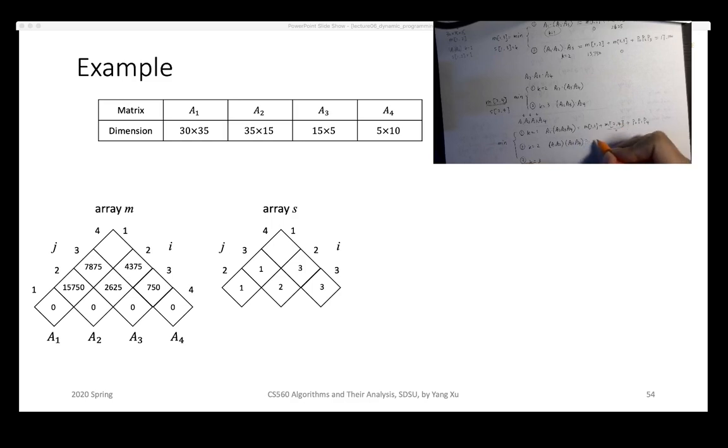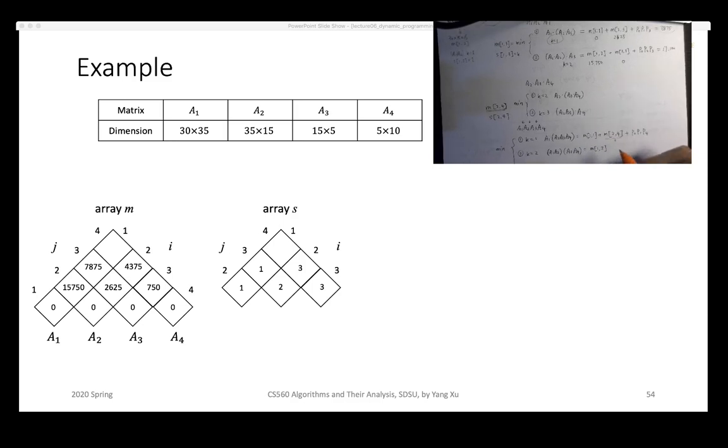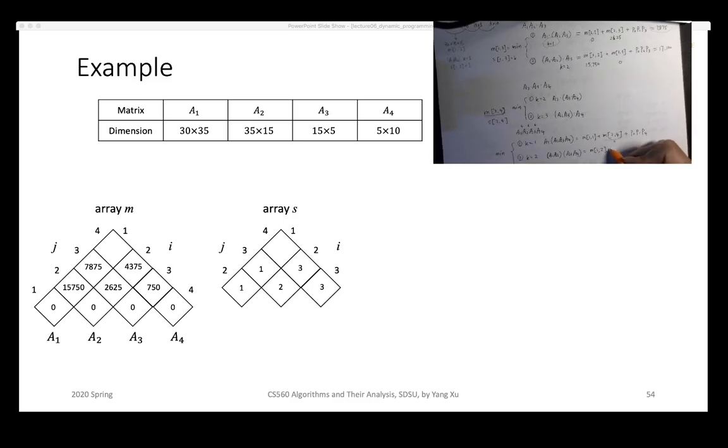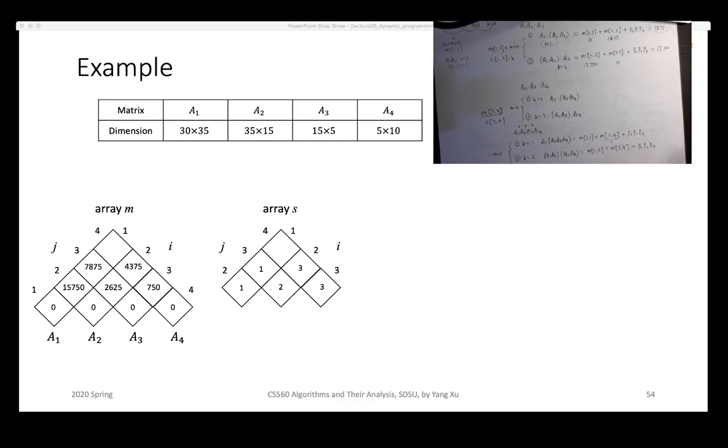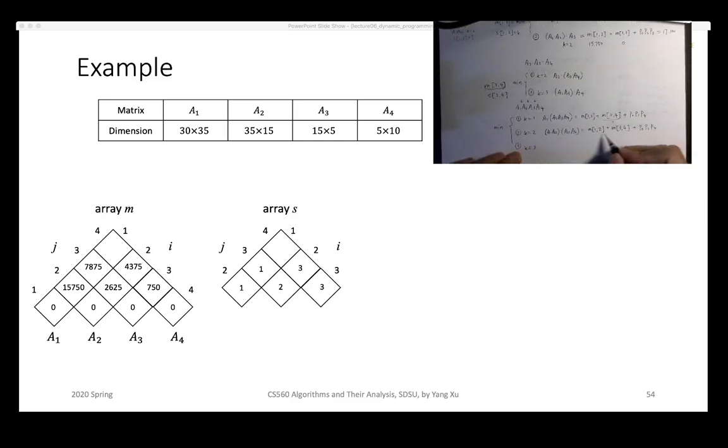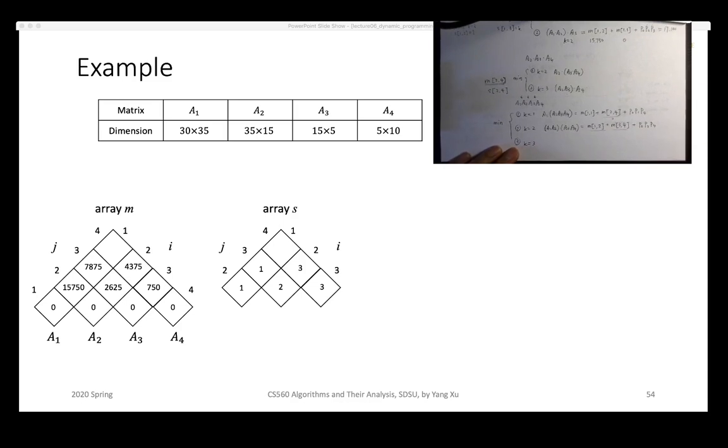Okay, so it is a summation of M12 plus M34 plus P0, P2, and times P4. Okay, and these subproblems of size 2, they are already in our M table, in our M area.